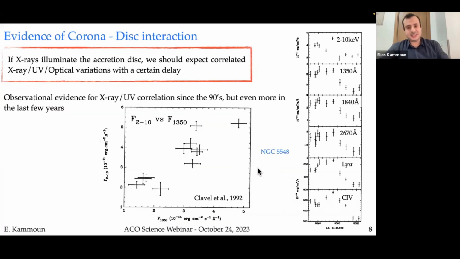And this has been seen since the 90s now, almost 30 years now, even more. And even more, we're seeing it in the last few years. So these are the observations in 1992 by Ginga, where we see the X-rays variable in NGC 5548, and we see the light curves in the UV that are responding to this X-ray variability, and we see pretty strong correlation between the X-rays and the UV.